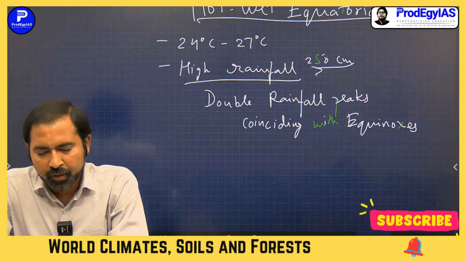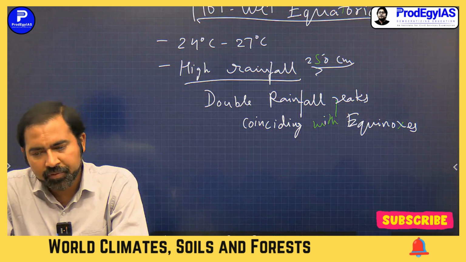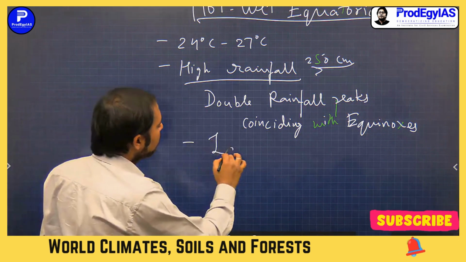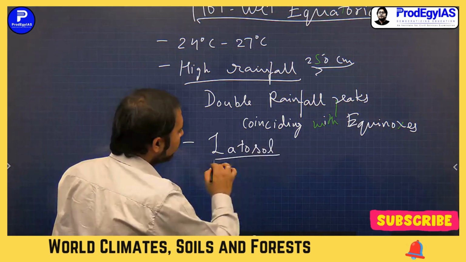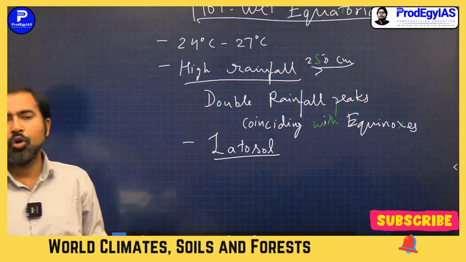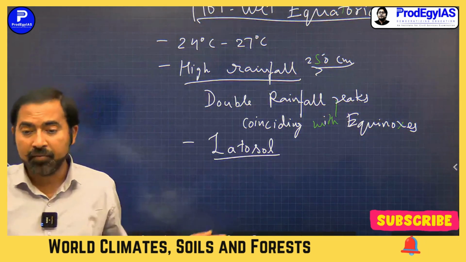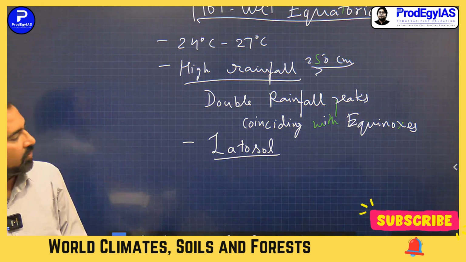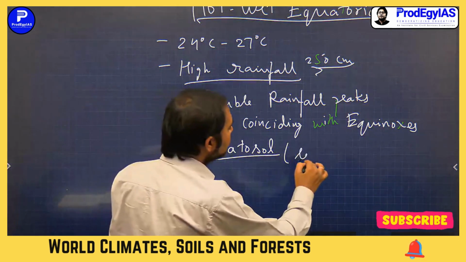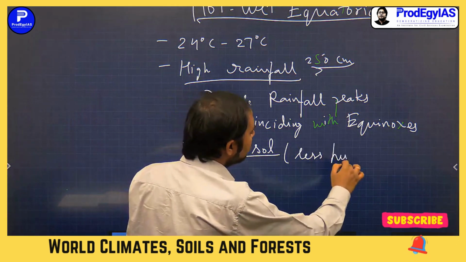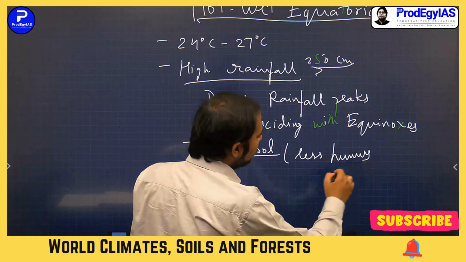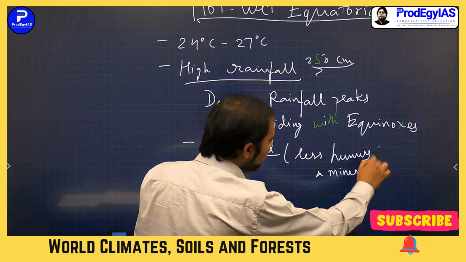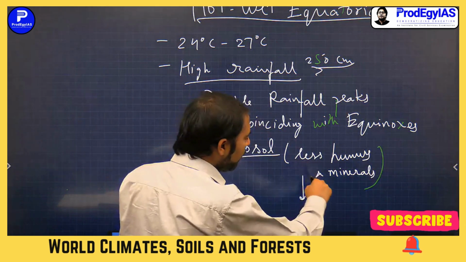Okay. You can write down the type of soil there is latosol. You know that latosol is a poor variety of soil. Because of high leaching, it has less humus and minerals. Though minerals and humus are there, they go down to lower layers.